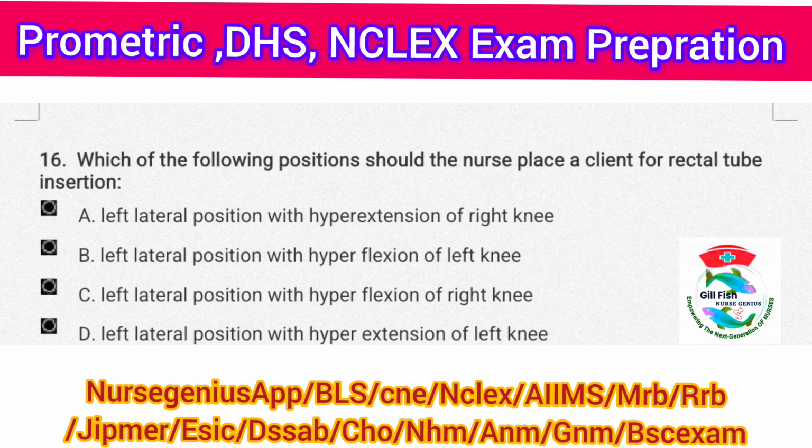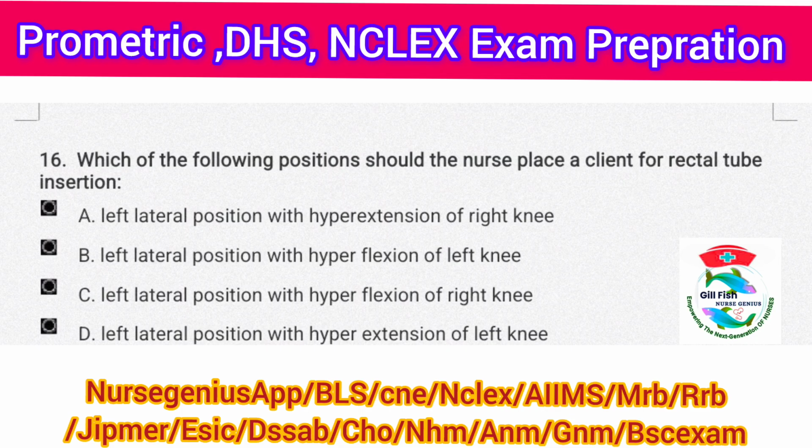Next question. In which of the following positions should the nurse place a client for rectal tube insertion? Option A, left lateral position with hyperextension of right knee. Option B, left lateral position with hyperflexion of left knee. Option C, left lateral position with hyperflexion of right knee. Option D, left lateral position with hyperextension of left knee.